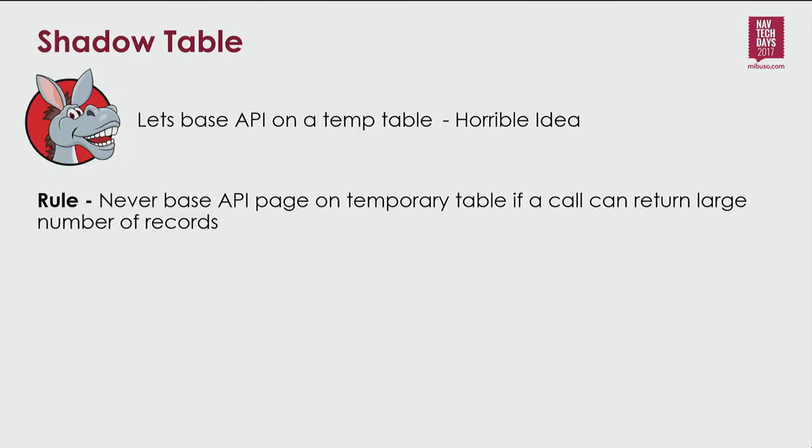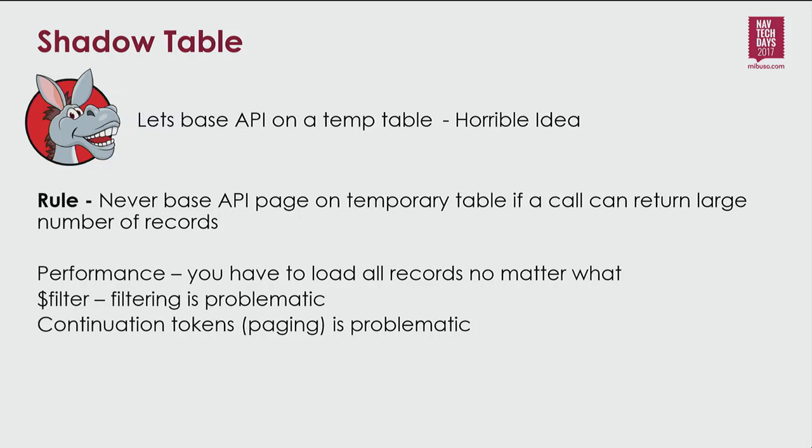And we all know that you can have 300,000 invoices in the system. Why? Because of performance. You have to load all the records no matter what. If they are filtering, you have to load all the records. Then continuation tokens, like paging, is going to be really problematic. And filtering together with the continuation tokens is going to be a nightmare.